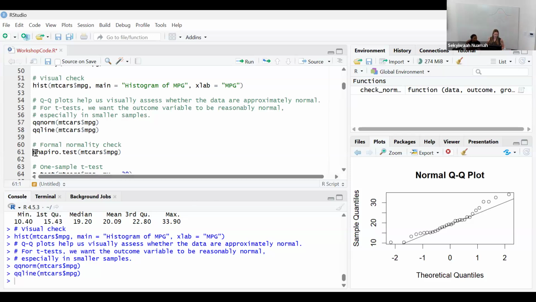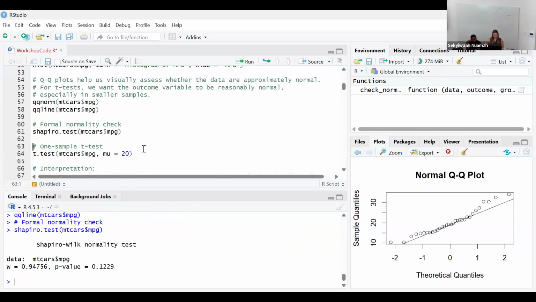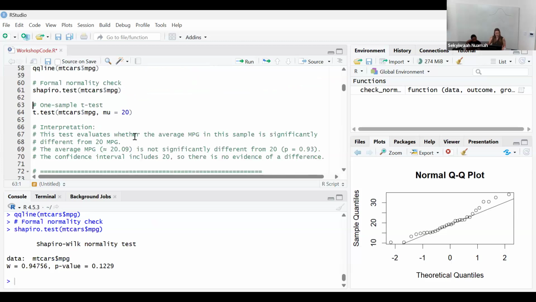So here's the Shapiro test, and we're just going to go ahead and run this. It gives us a way to formally check normality without just interpreting the plots. So let's go ahead and run that. If we look at our p-value, we've got a p-value of 0.1229. That tells us that the normality assumption is met because it's above 0.05.